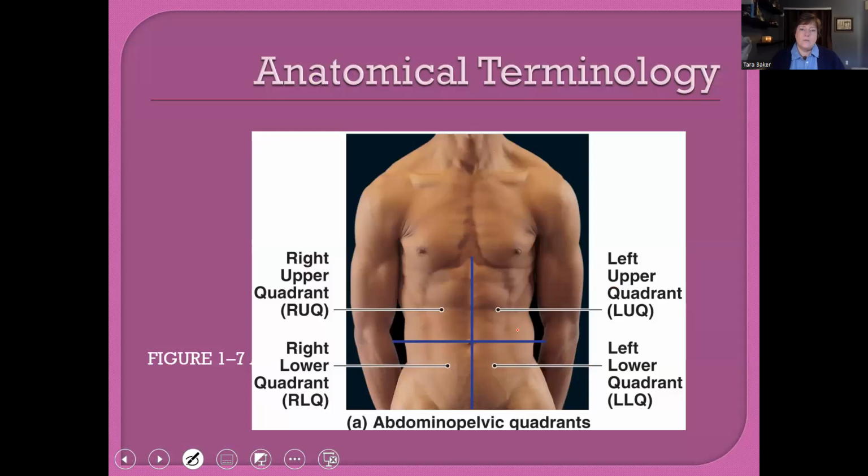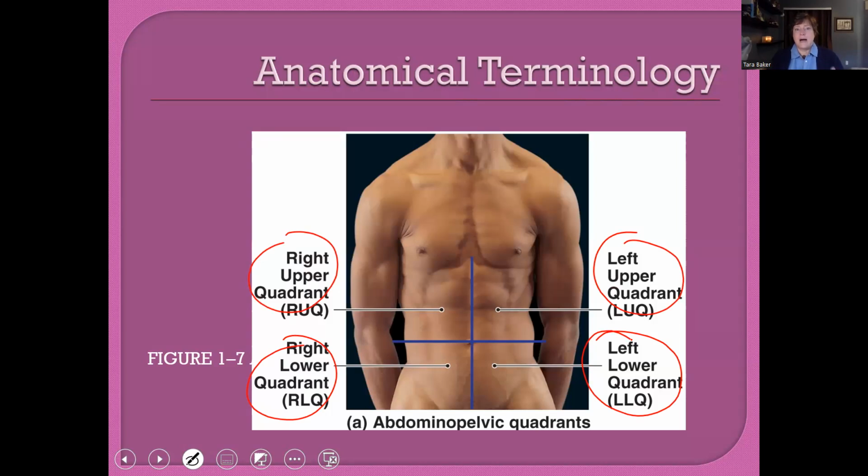Then we're also going to ask you to start learning about the abdominal quadrants. So there are 4 quadrants. That's what quad means. So there's 4 abdominal quadrants. We have the right upper quadrant and the left upper quadrant. We have the right lower quadrant and the left lower quadrant. Upper lowers, really simple. Here's where you start to pay attention to right and left.